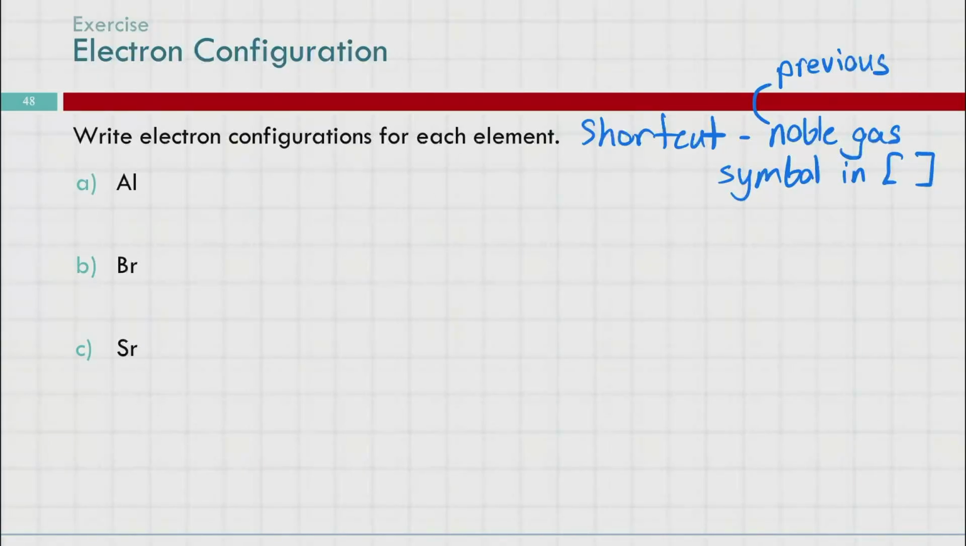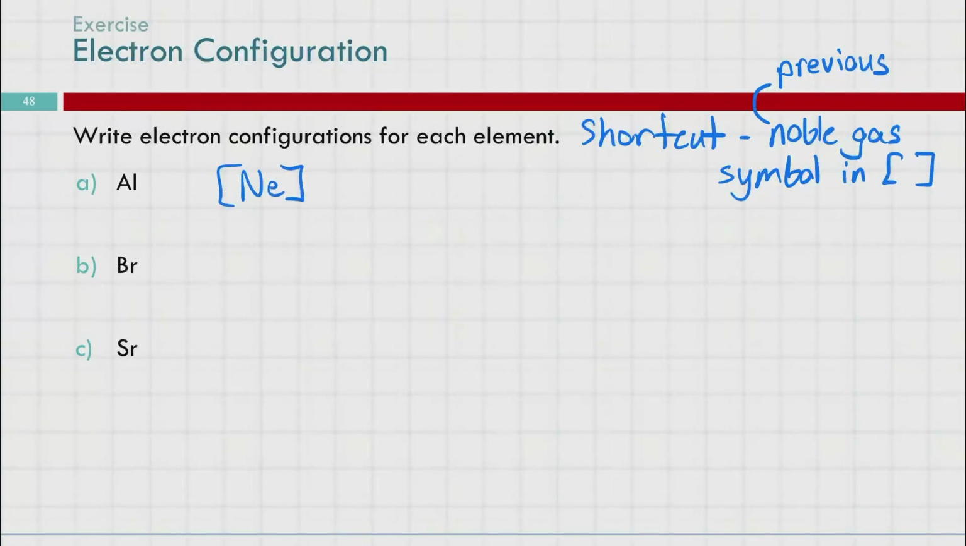So for each of these elements, we're going to use our shortcut because I don't really like writing out super long electron configurations, even though I definitely can do it, trust me. So for aluminum, we're going to look at our periodic table up on the wall. Aluminum is in column or group 13, and it's in row 3. That row 3 part is important. We need to find our previous noble gas, which in this case is the end of row 2, neon. So we're going to use neon in brackets.